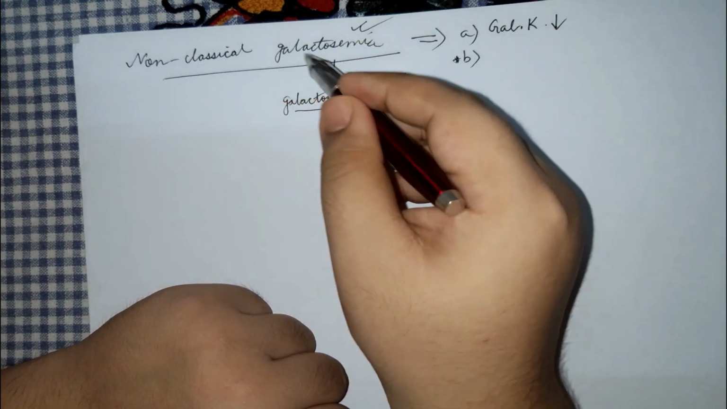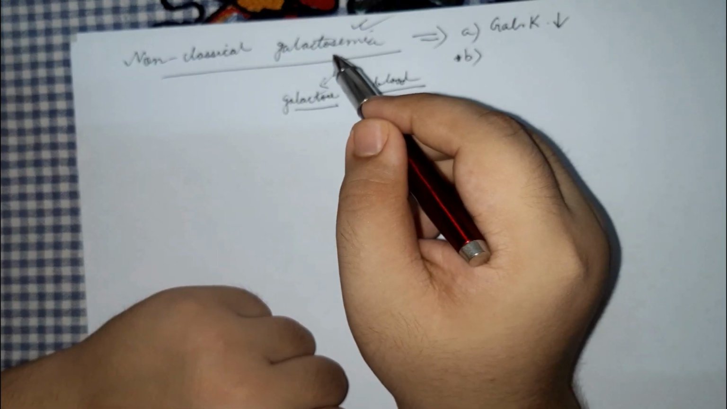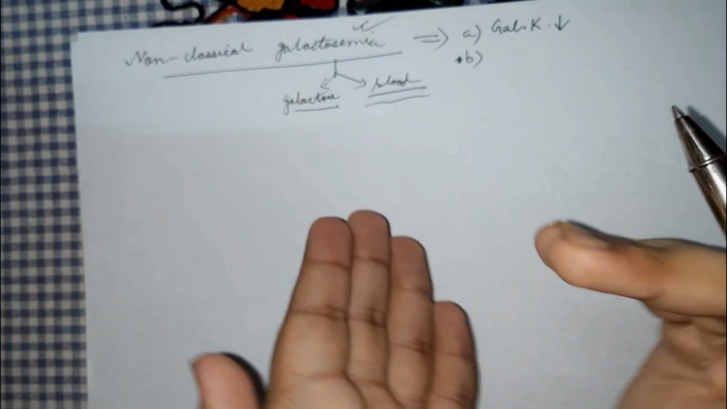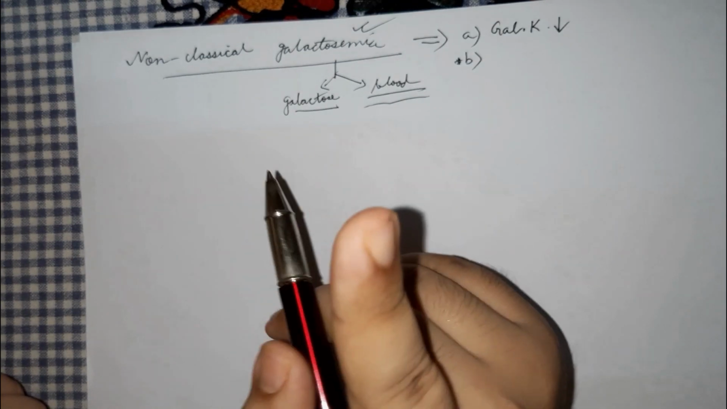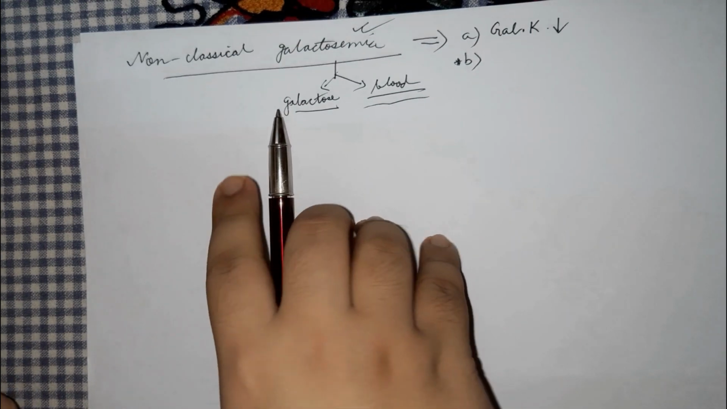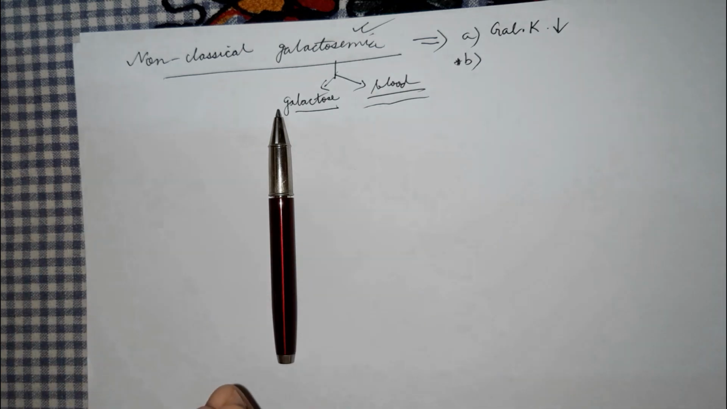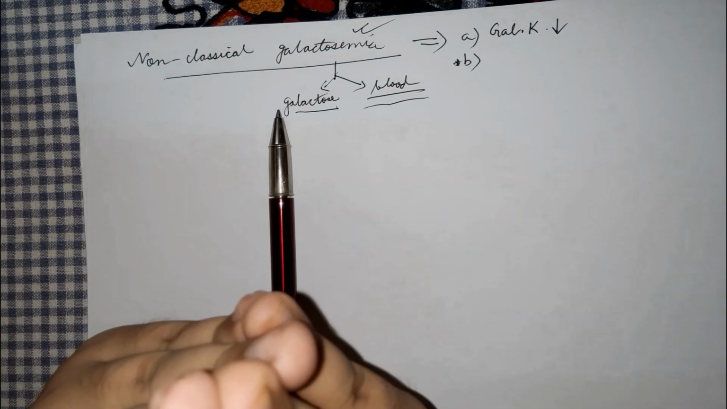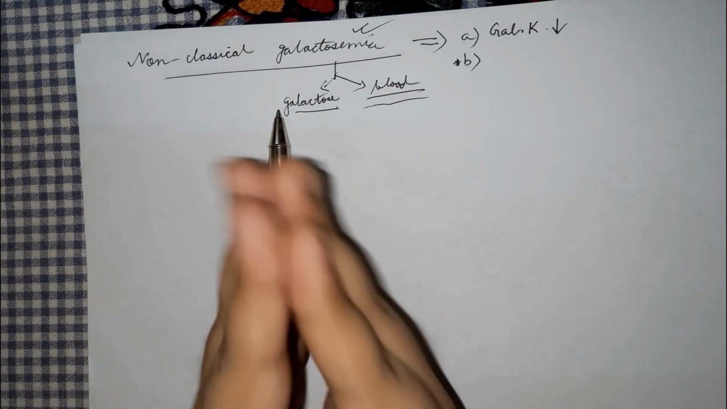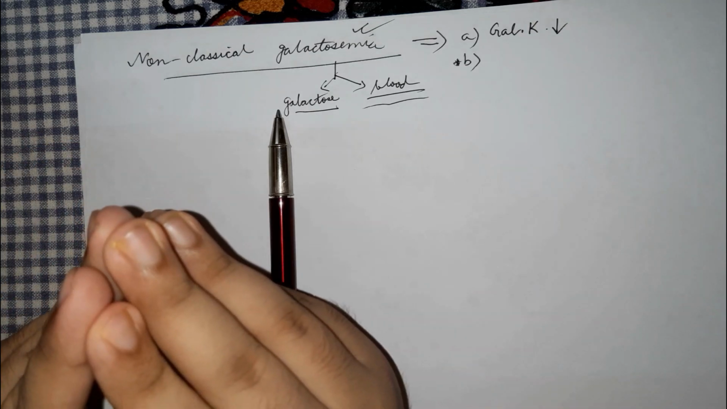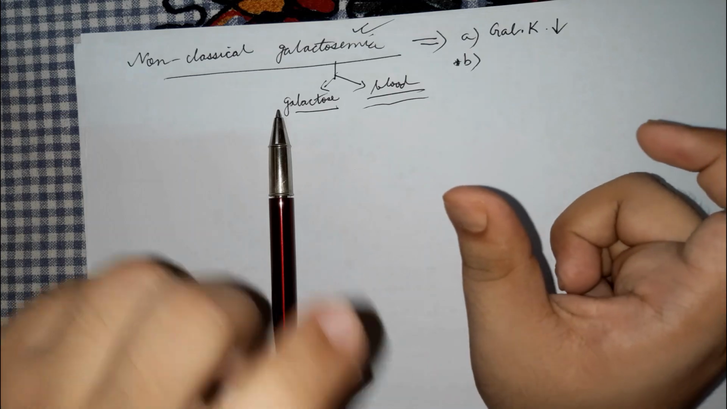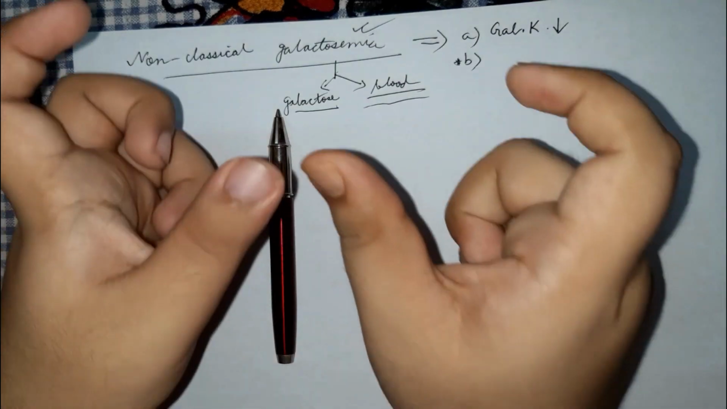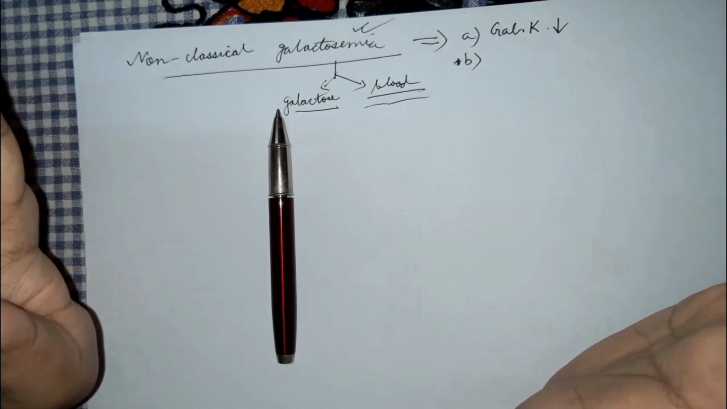So if there is non-classical galactosemia, then obviously there is a large amount of galactose. Then obviously a large amount of galactose can be channeled to galactitol. Now try and remember, if there was a large amount of glucose, it could have been channeled to form sorbitol. If there is a large amount of galactose, it can be channeled to form galactitol. Both are alcoholic forms. And both sorbitol and galactitol tend to accumulate in the worst of places.